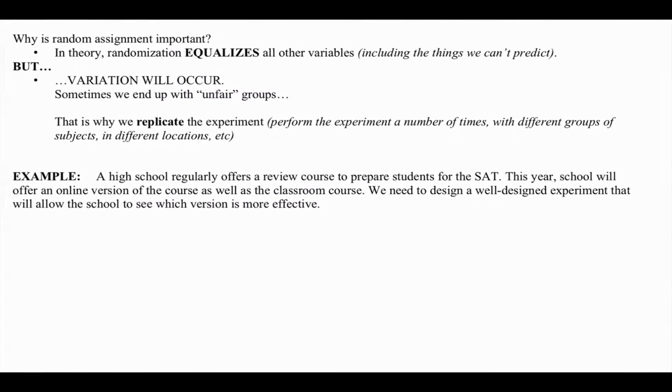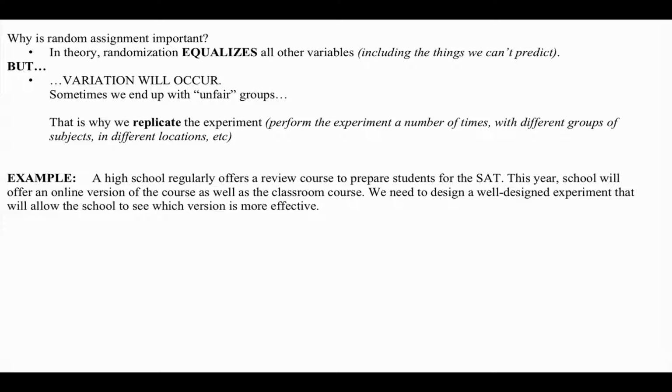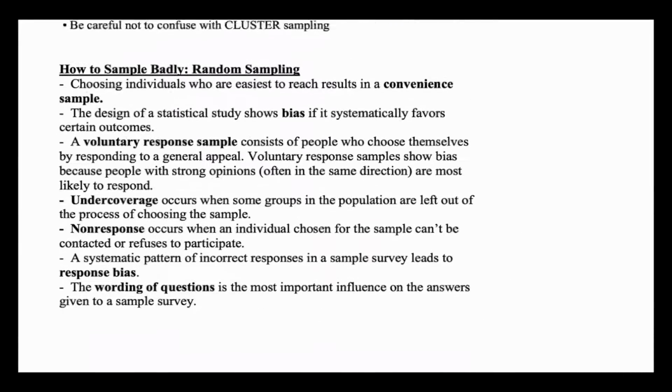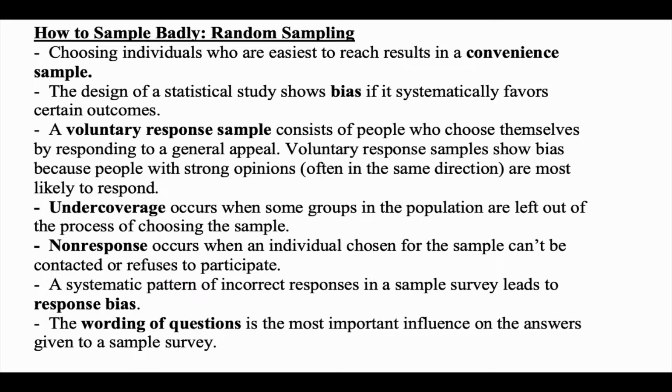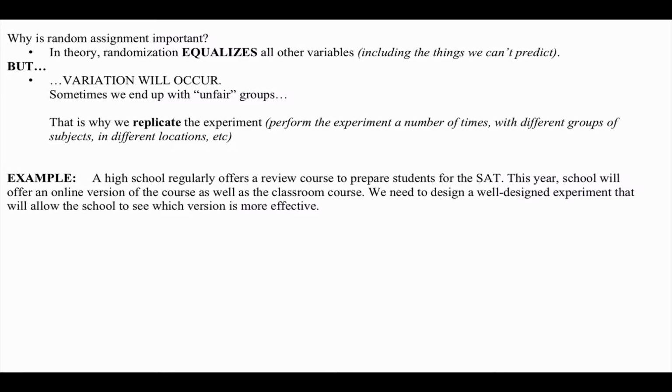So why is random assignment important? We've talked about this. In theory, randomization equalizes all the other variables, all of those lurking variables. How do we get rid of all of these things? By using randomization. Because when people volunteer for our study, that's a violation of volunteer response sample. So how do we get around that? By not letting them choose which group they're in. We get to choose which group they're in. That's where random assignment comes in. Okay, all right.